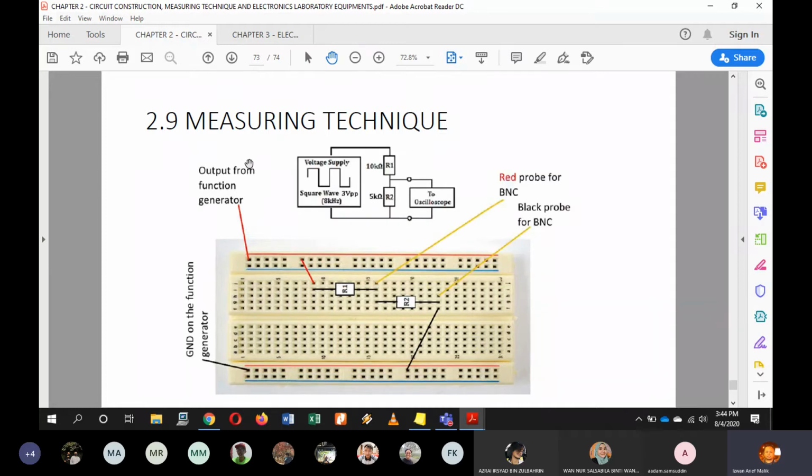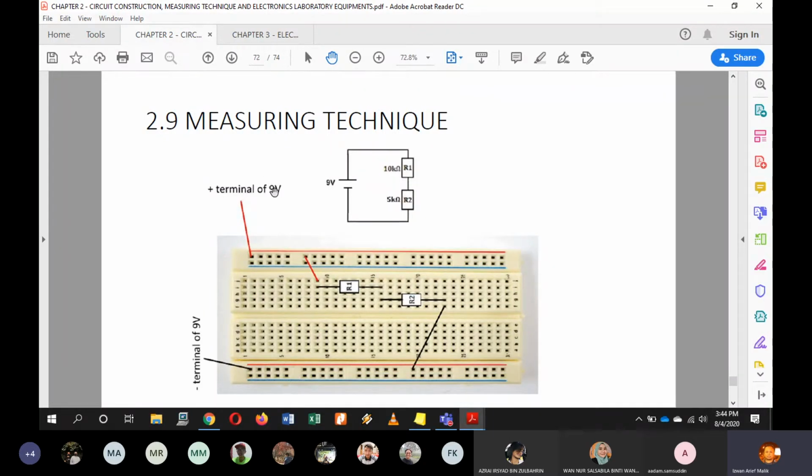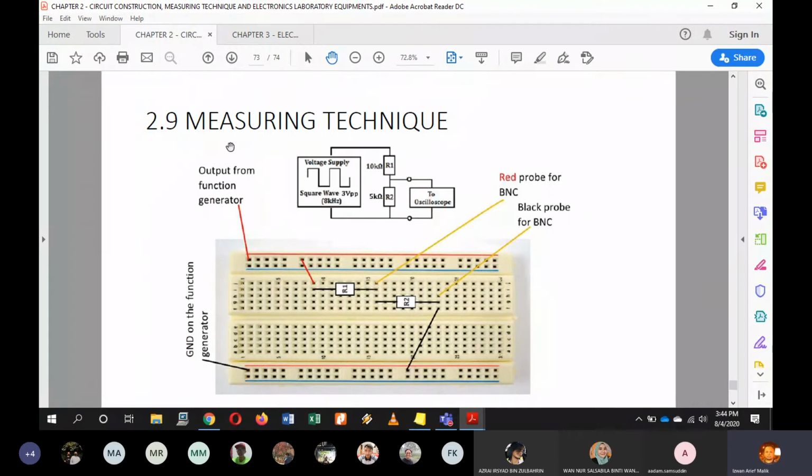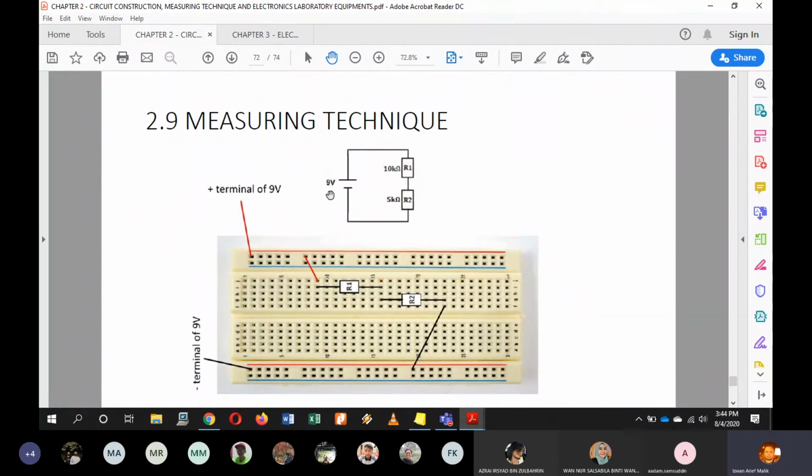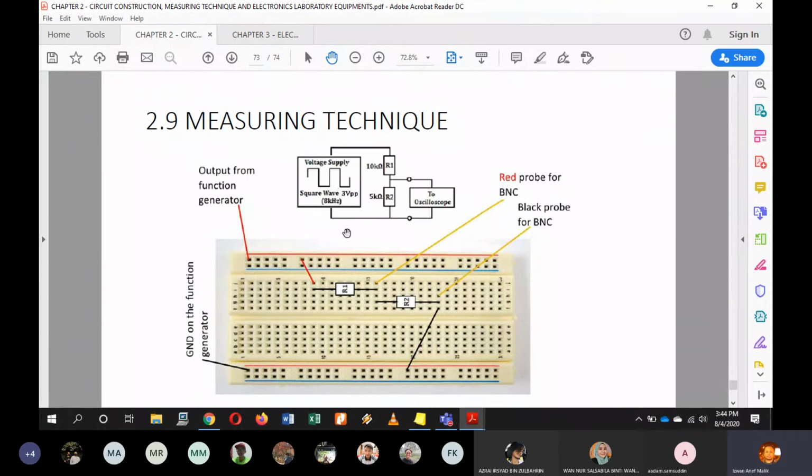Output measuring technique, output from function generator. Okay, function generator, this one is exactly the same as terminal positive and terminal negative lah, but it is using function generator, because just now we are using batteries, now we are using function generator. Same connection, going to same pins, same jumper and input and output of the generator.